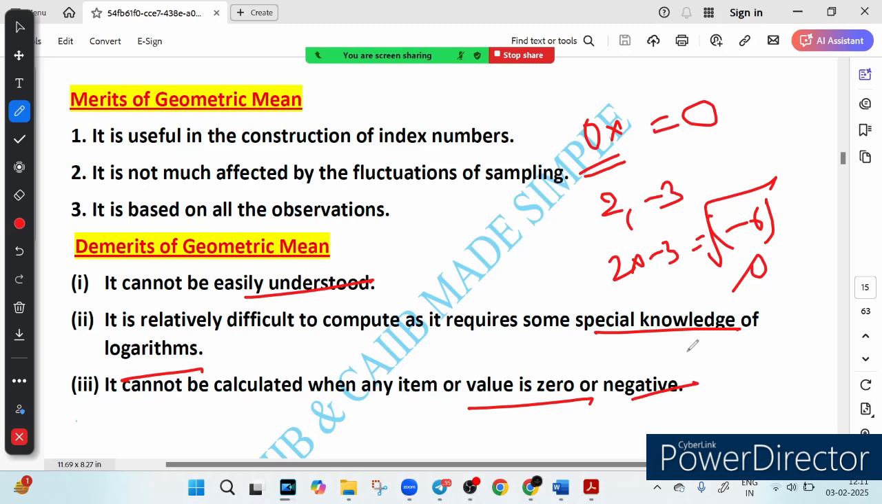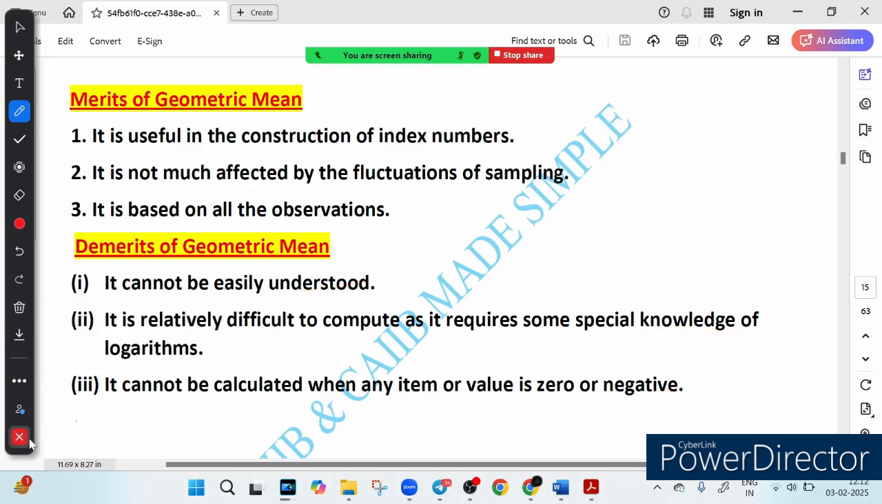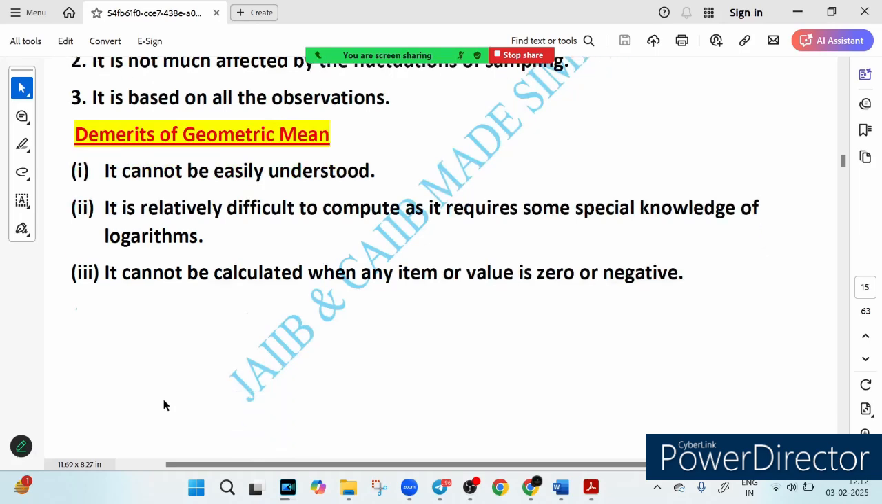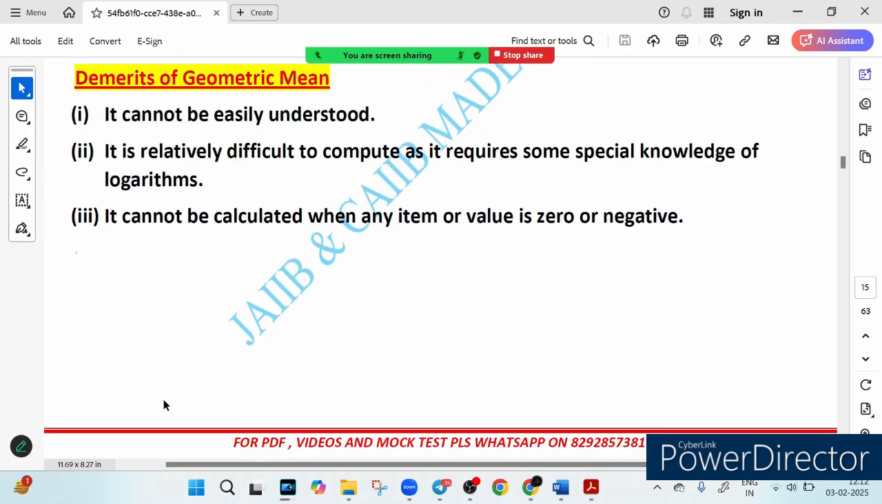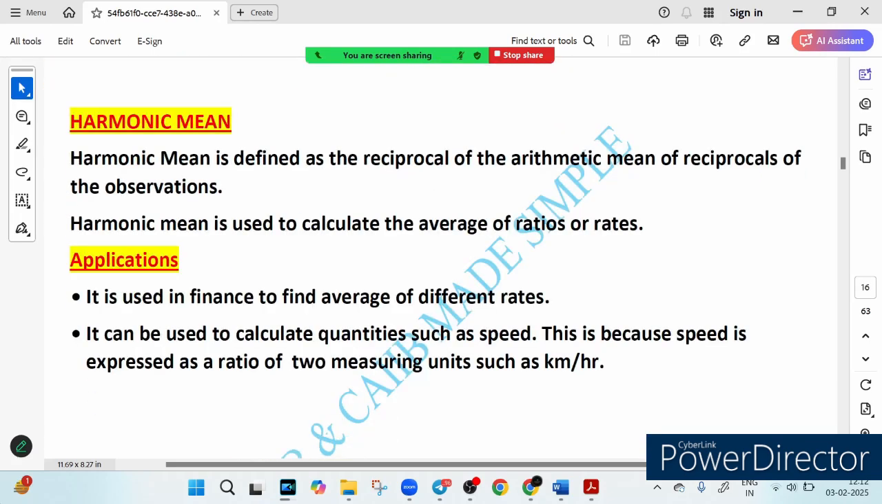So this is one of the major demerits. The arithmetic mean works, right? But in the case of the geometric mean, we can't take any negative value. So this is the relative demerit of it. And obviously you need knowledge of logarithm, and another demerit is that it cannot be easily understood. So these are the merits and demerits. Every coin has two sides, right? Now let's talk about the harmonic mean.